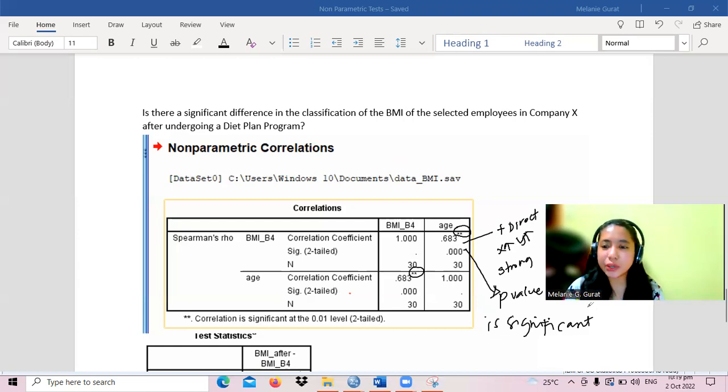So again, we use a non-parametric test because the BMI is not numerical, it is ordinal. We can use Pearson R if the problem is correlation, but if one of our two variables is not numerical anymore, we can no longer use Pearson R.